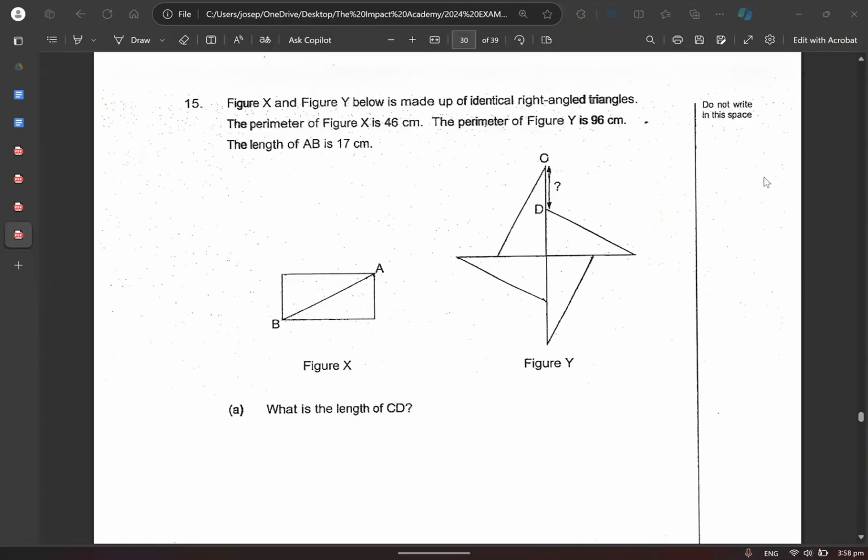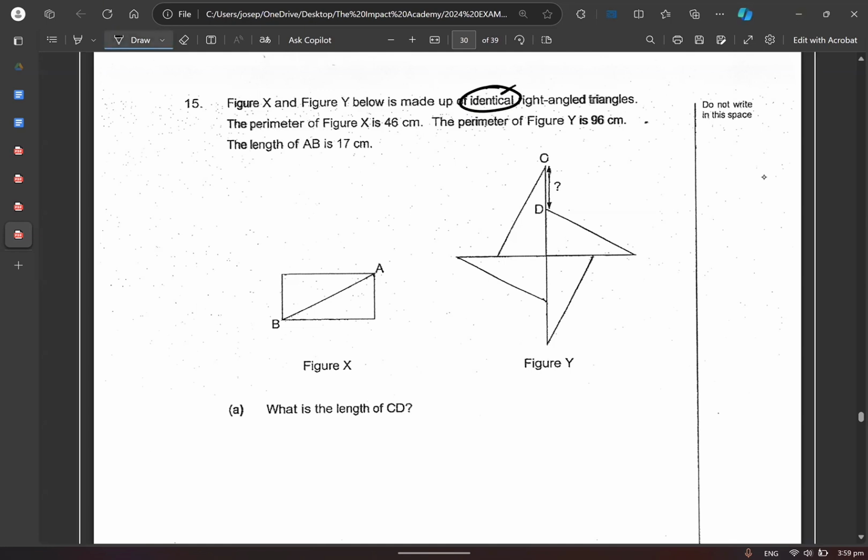Figure X and figure Y below is made up of identical. Keyword here is the word identical. When I say that they are identical, it means that they are the same. Am I making sense or not making sense? All right, same right angle triangles.